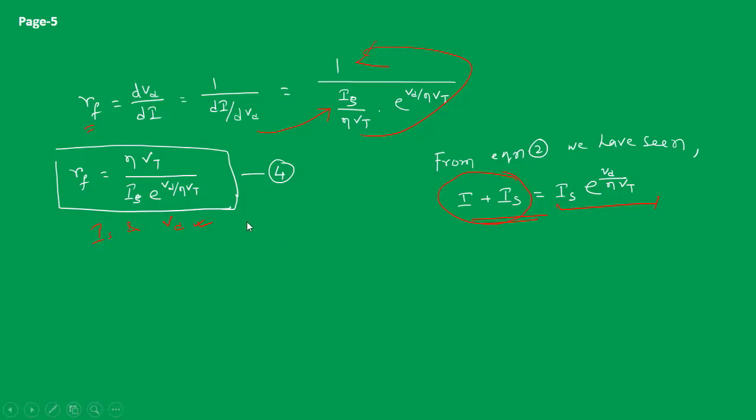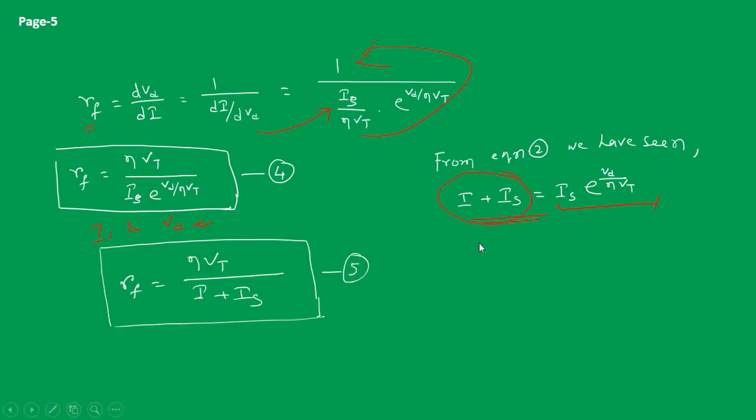We can replace it by I plus Is. So equation 4 we can rewrite as Rf equal to eta Vt divided by I plus Is. If the current through the diode is known, the reverse saturation current is known, and the thermal voltage under room temperature we know, we can consider it as 26 millivolts. In some cases we consider it as 25 millivolts also. And the eta value we already know, 1 for germanium, 2 for silicon. So we can find the dynamic resistance.